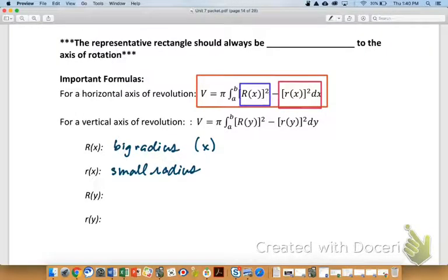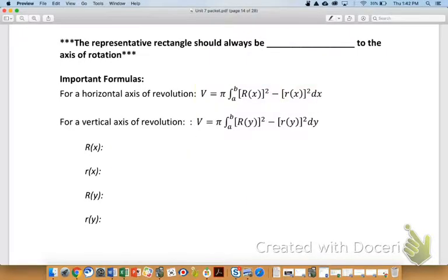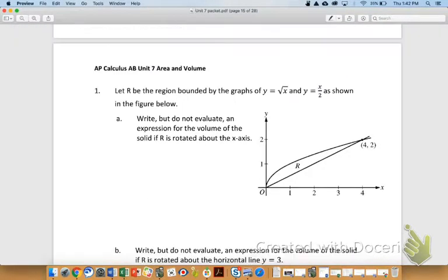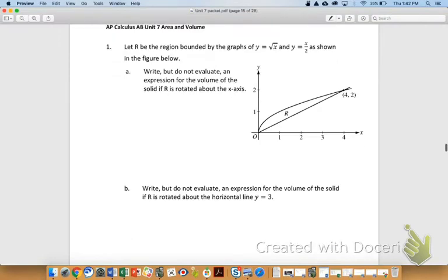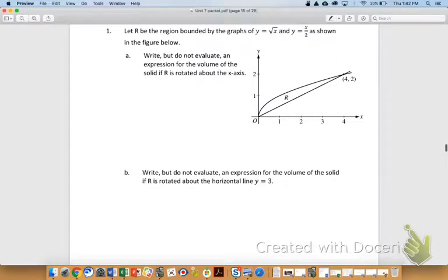Yep. Okay, and then, of course, R of y and r of y are the exact same thing. They're just in terms of y instead of x. That's all it is. Okay, so I am going to show you our first example. And hopefully this first example looks really familiar. It's on the next page. Do you see what I picked? This is exactly what we just visualized, right? Okay.